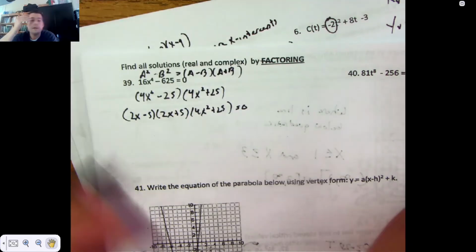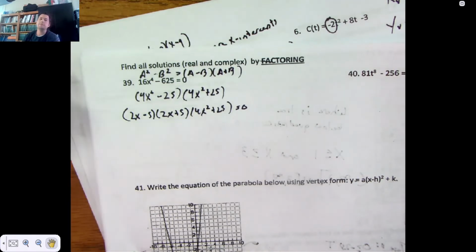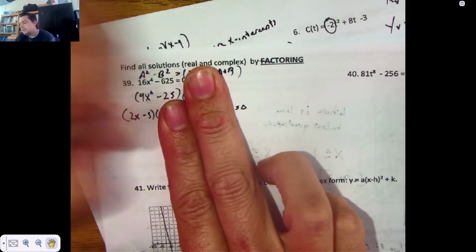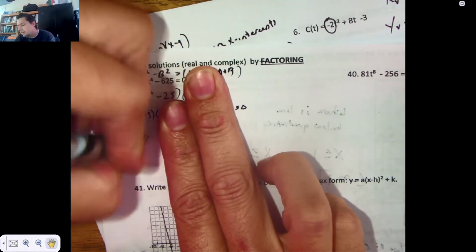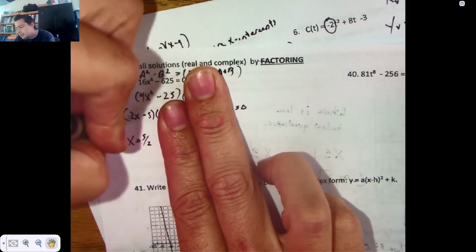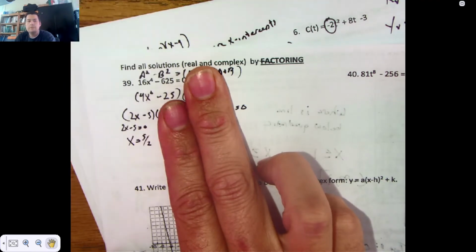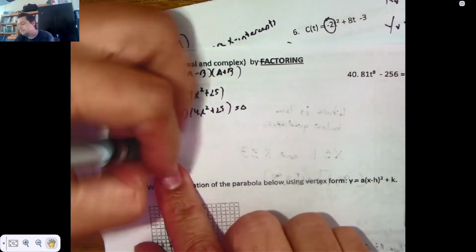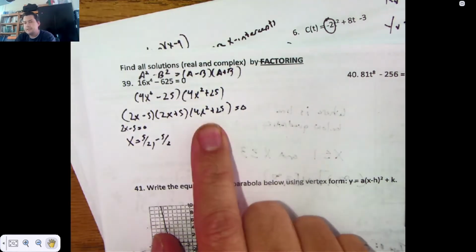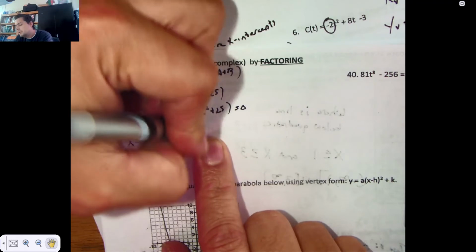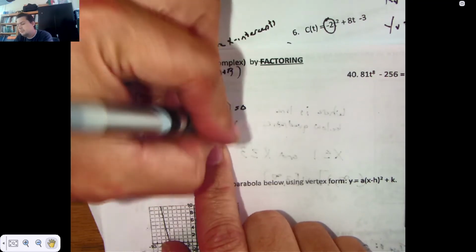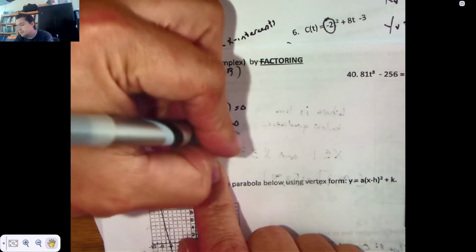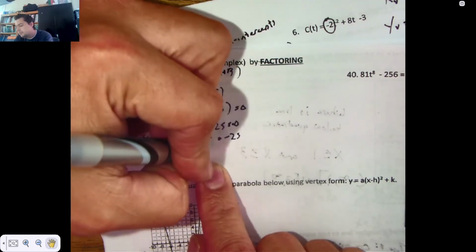Now we get to use our zero product property. It does say find all solutions, real and complex. So that one right there would tell me that x is 5/2. I'm saving room on paper here. You set it equal to 0, you add 5, divide by 2. That one would say negative 5/2. And this one's going to take more work, because when you set it equal to 0 and do your subtraction, you're going to have a negative number, which isn't really an issue. You're still going to have to do division.